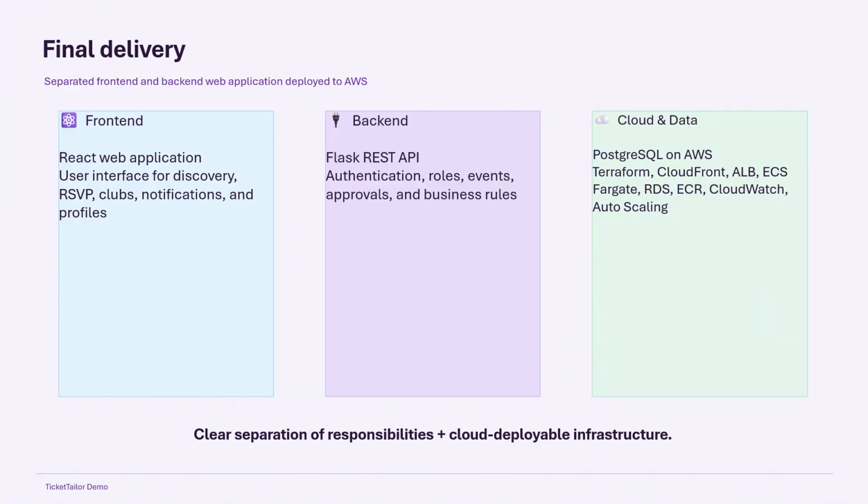The front-end is built with React. The back-end is implemented as a Flask API. And the cloud database uses PostgreSQL. The system is deployed to AWS using Terraform. The main cloud components include CloudFront, Application Load Balancer, ECS Fargate, RDS PostgreSQL, ECR, CloudWatch Logs, and ECS Application Auto-Scaling.